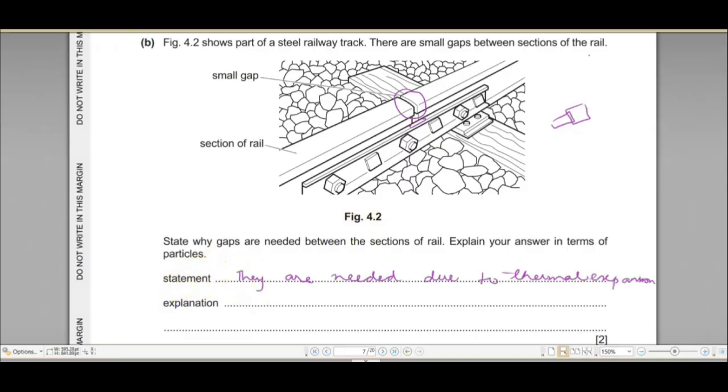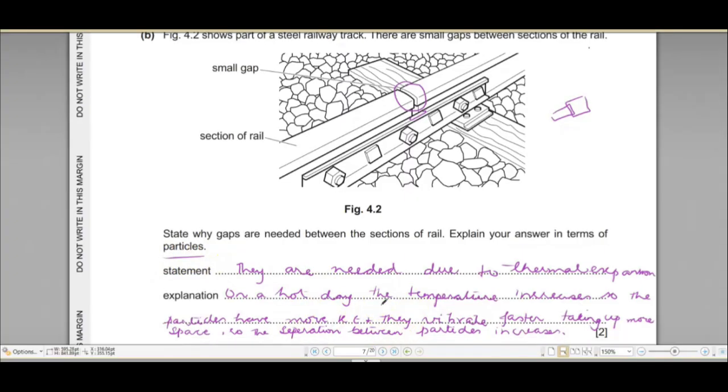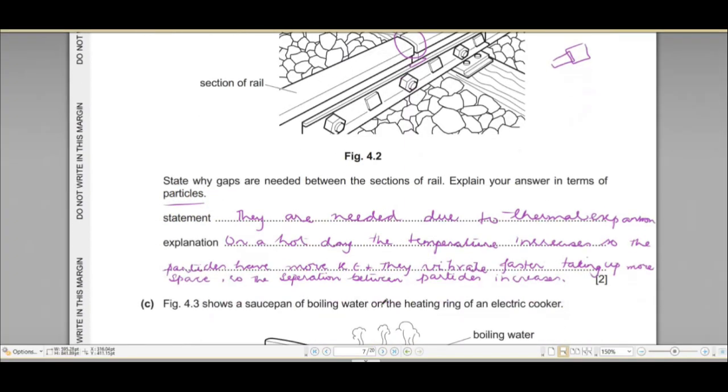And for explanation, on a hot day, the temperature increases, so the particles have more kinetic energy and they vibrate faster, taking up more space. So the separation between the particles increases, and that is why it expands. And since they asked us to write our answer in terms of particles, we've mentioned the particles, their changing kinetic energy, and them taking up more space over here.